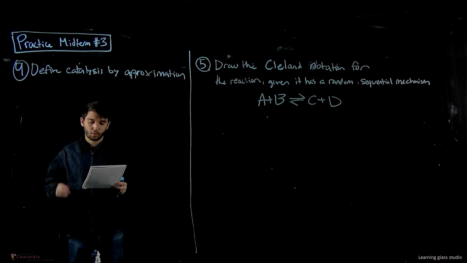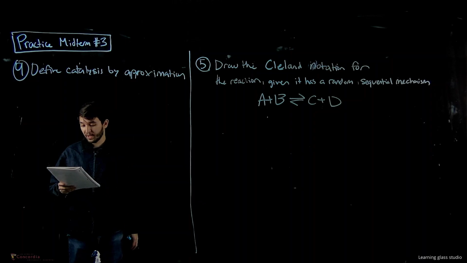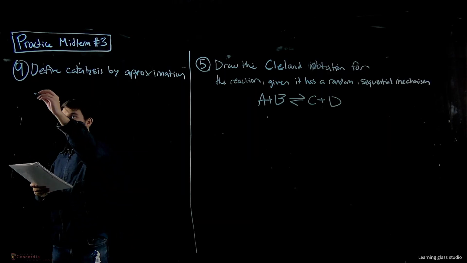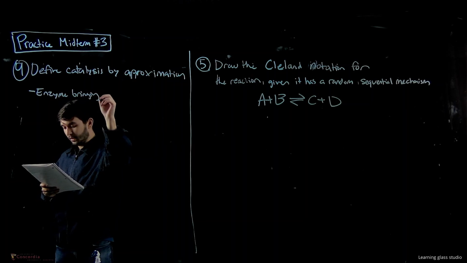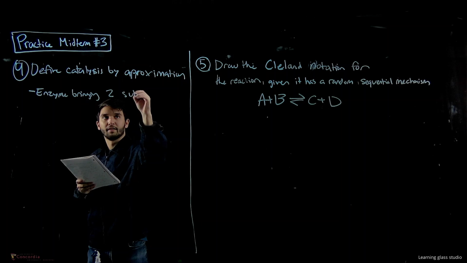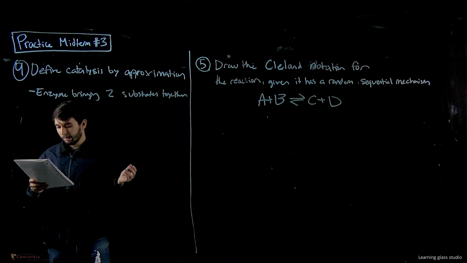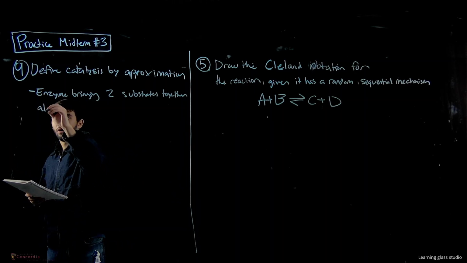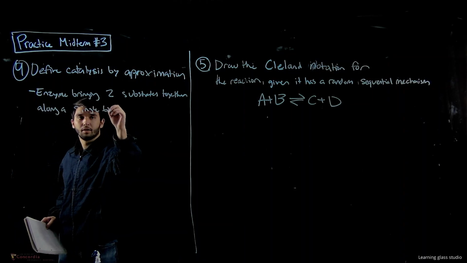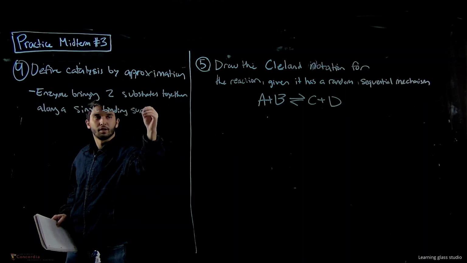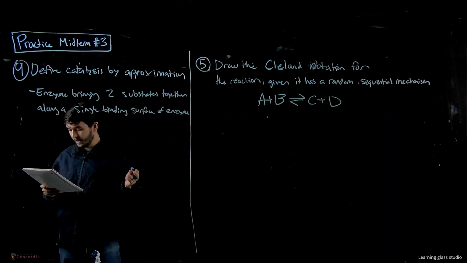All right, 2 more questions this time. So the first one is asking us to define catalysis by approximation. So this involves an enzyme bringing 2 substrates together, and this occurs along a single binding surface of the enzyme. So what does that mean?